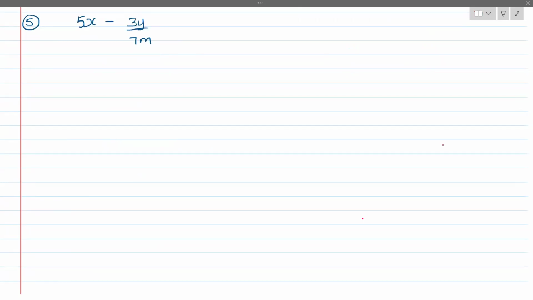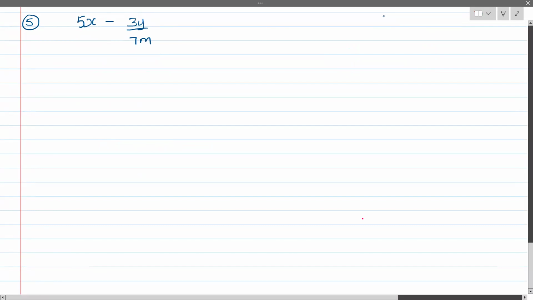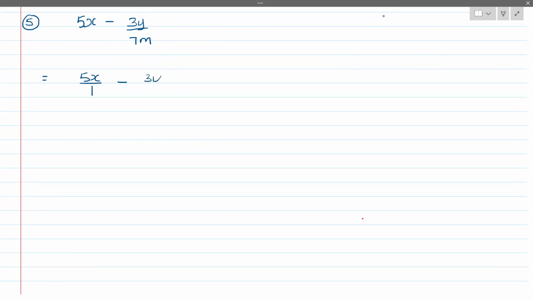Now, if you have something like this, where 5x minus 3y over m. Before I start to work this out, I want you to write this 5x as 5x over 1. Right? Because we're doing fractions. One is a fraction. You need to represent the other as a fraction as well. Right? And just as you would with normal fractions, like imagine you had 5 minus 3/7. You'll put 5 over 1, and then you'll find the LCM of the 1 and the 7.